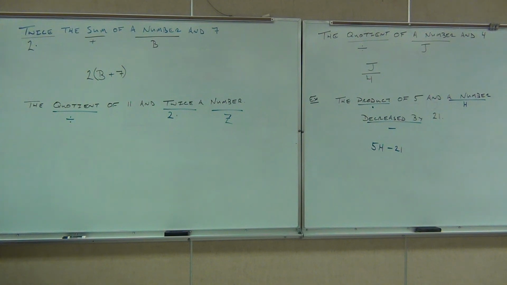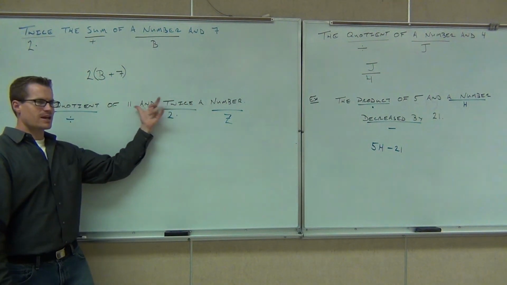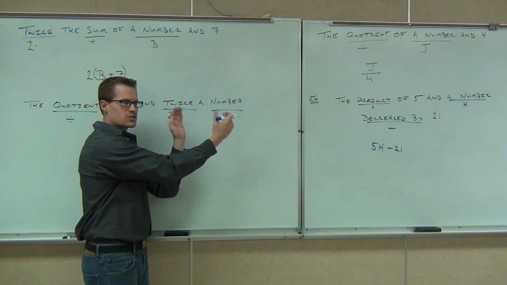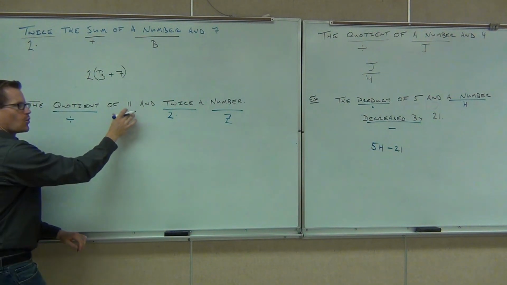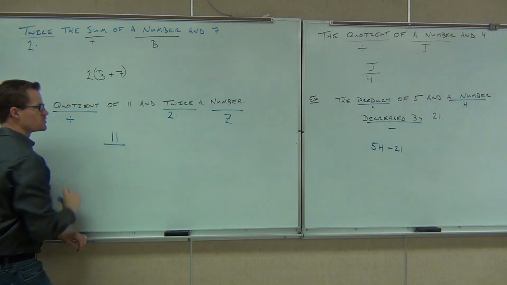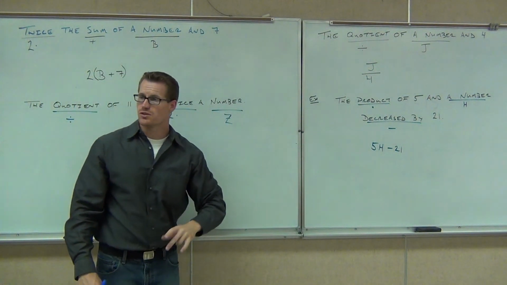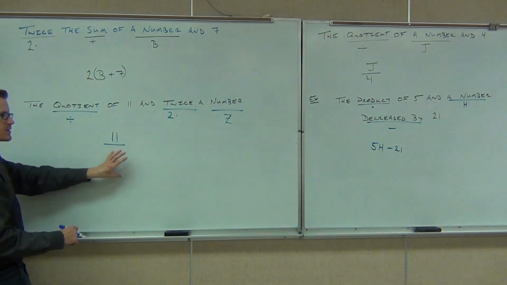The quotient of 11 and twice a number. What this signifies is that the 2z is going to be together somewhere. So the quotient of 11 says whatever comes first is going to be on the top of your fraction, and the rest of it is going to be on the bottom. So twice a number is going to be right down here on the denominator.